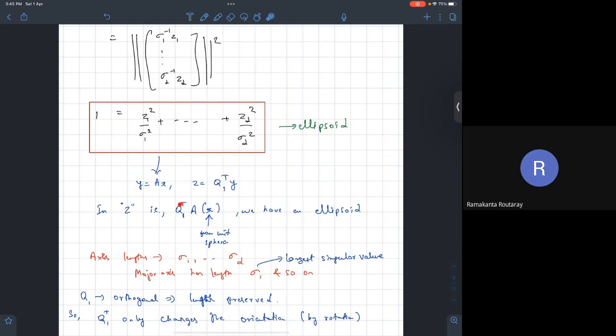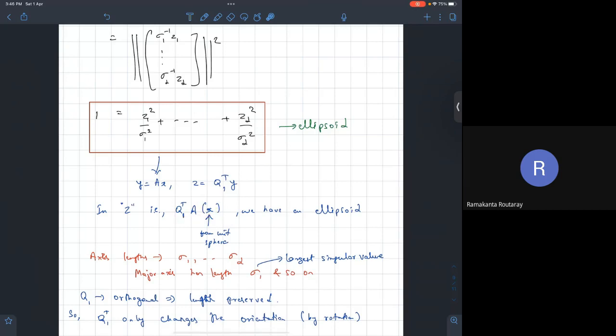Because this won't change. I mean, if you take any vector, like Ax, what is Q1 going to do? It's not going to change the length. Length will remain the same, yes. Length will remain the same, so it's going to rotate. So take all the Ax's and apply Q1.